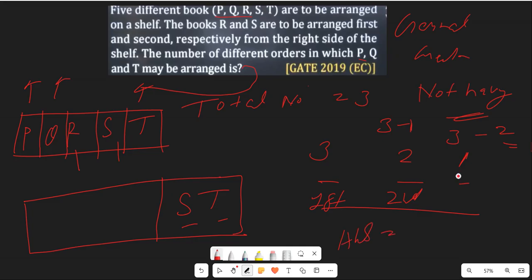Each number can be multiplied: 3 into 2 into 1 is equal to 6. So 6 is the answer.